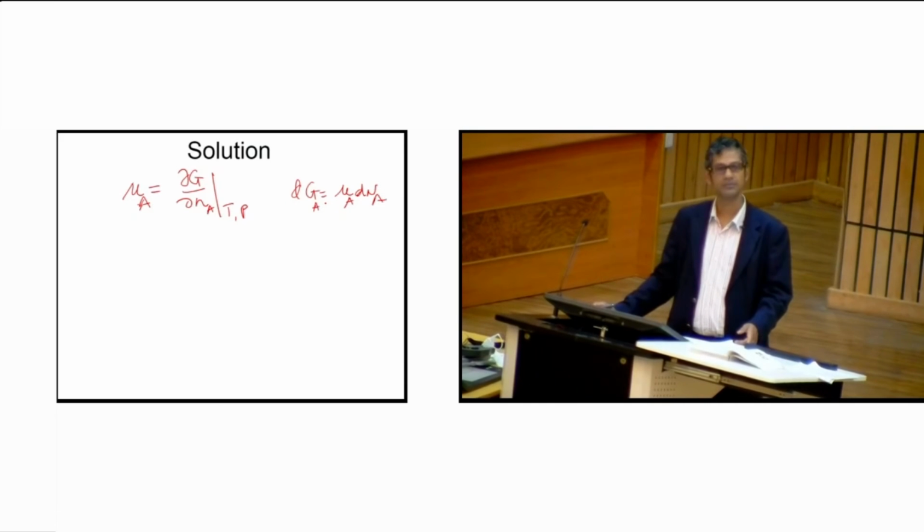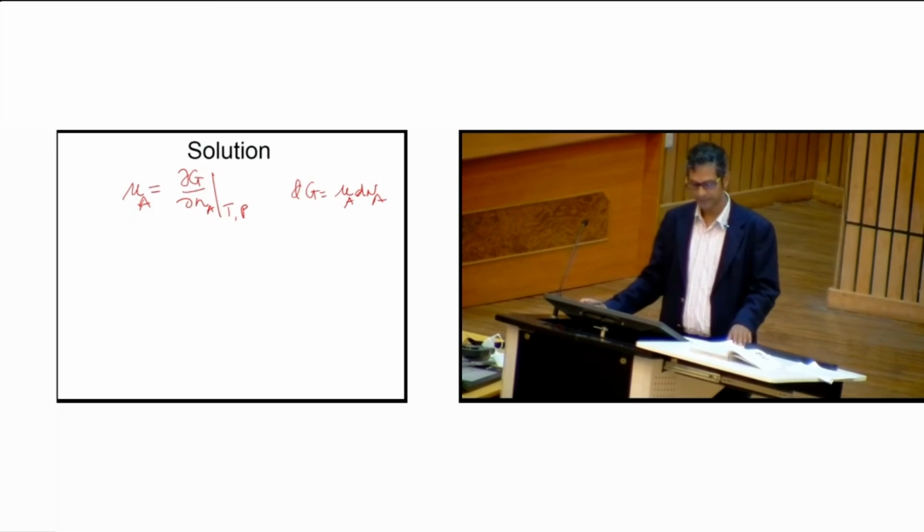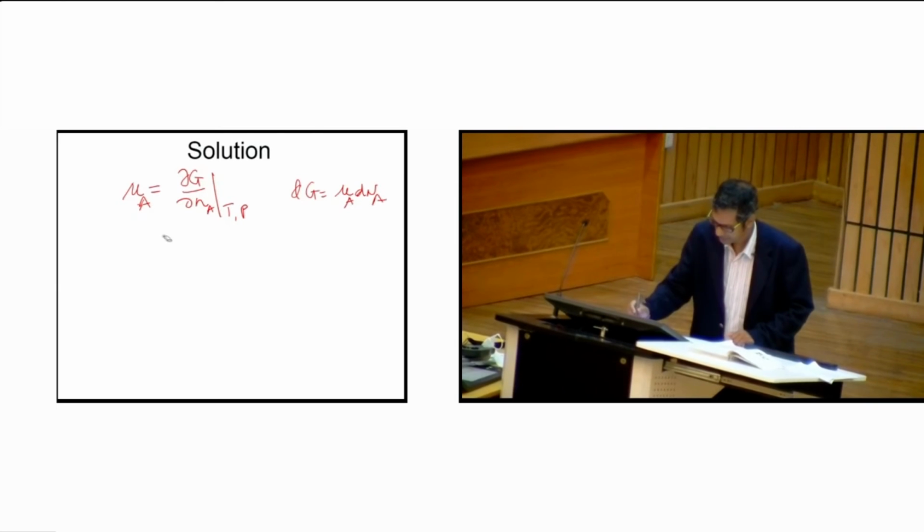All right? This should not be GA. It should be only G, because it is the free energy of the system, not A. That is what it is. Now, as you know, we have already derived, not just written, dG for a single component system: VdP minus SdT, right?